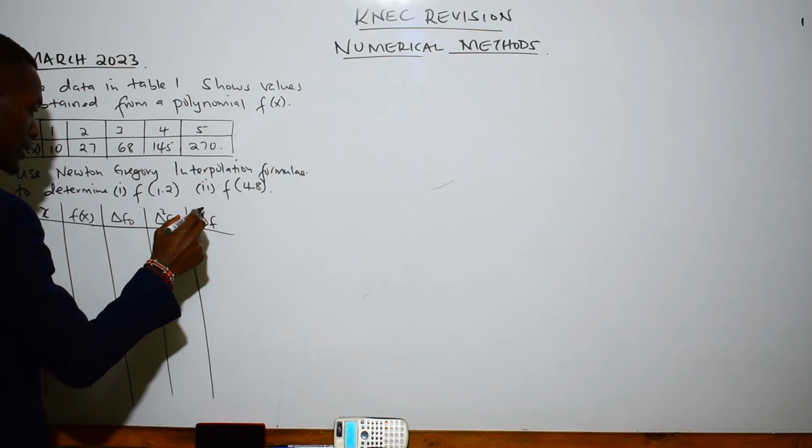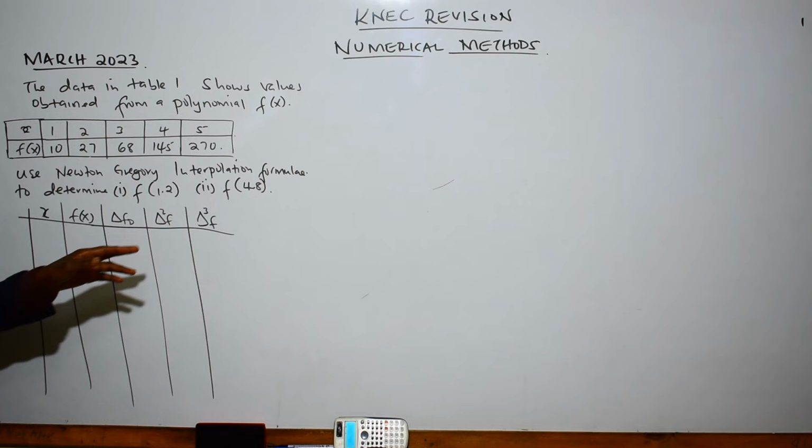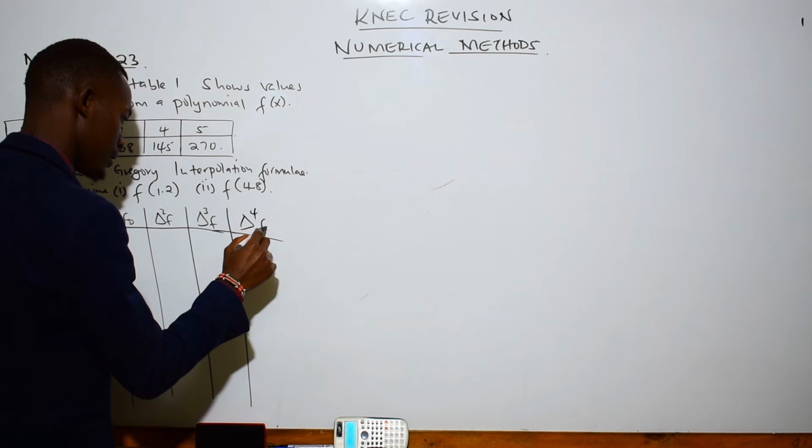Now depending on the number of terms that you've been given in your data, the number of differences you're supposed to get is supposed to be n minus 1. So in our case here, we've been given 1, 2, 3, 4, 5. So we have 5 set of data. So our values of the differences are supposed to be n minus 1. So we are going to go up to the fourth difference. So that is one thing you should know, up to the fourth difference.